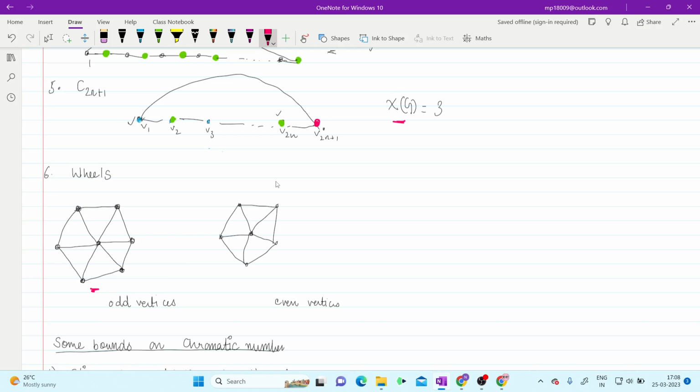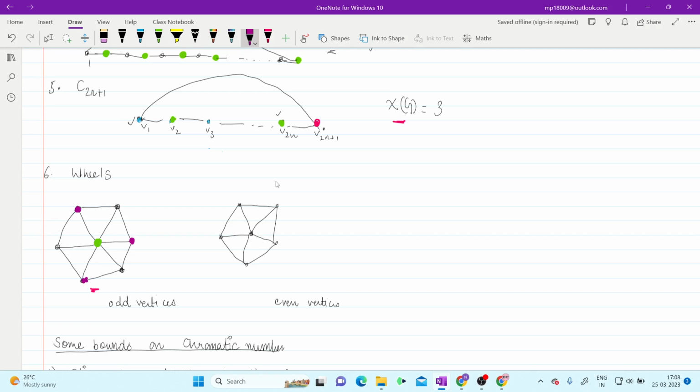3, ma'am. Okay. And how should we color it with three colors? That center vertex with one color, ma'am. Yes. And the outer vertices should be alternately colored with the two colors. Yes, so we have already seen.